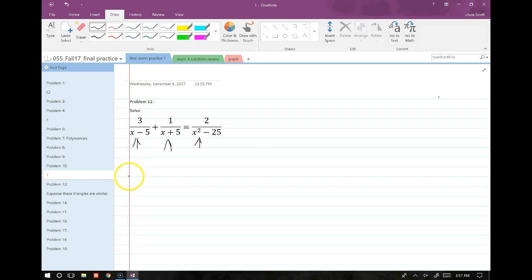So I'm going to go ahead and list all the denominators on the side, and that's going to help us find the LCD later anyway. So I have x minus 5, x plus 5, and then I have x squared minus 25. What does this equal? This is a special product. a squared minus b squared equals a minus b times a plus b. So x squared minus 25 is equal to x plus 5 times x minus 5.